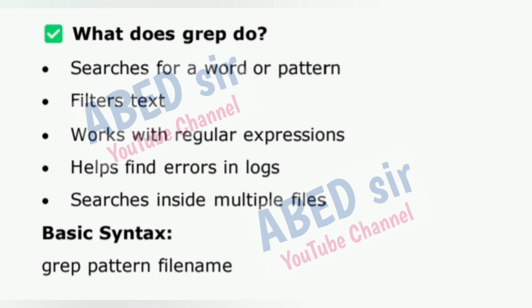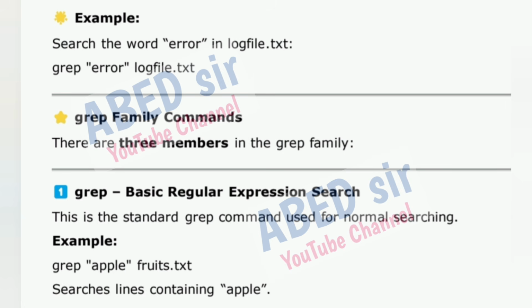What does grep do? Searches for a word or pattern. Filters text. Works with regular expressions. Helps find errors in logs. Searches inside multiple files. Basic syntax: grep pattern filename. Example: search the word error in logfile.txt. grep error logfile.txt.